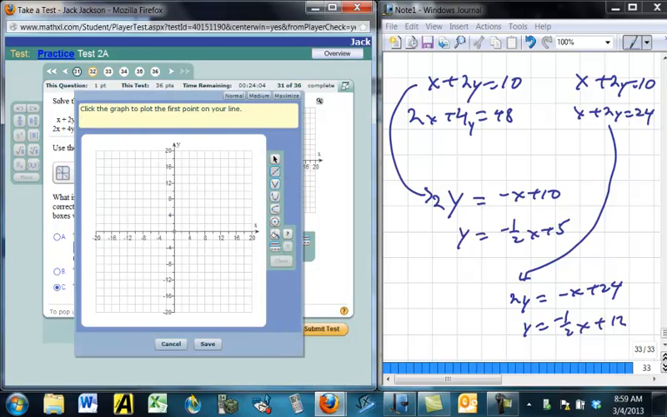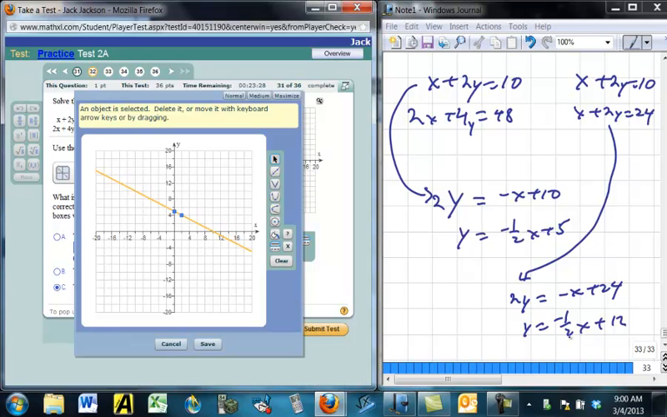Both lines. So this one goes through 0, 5, which is there. Slope is negative 1/2. So right 2, down 1. So let's see, that looks like I've got it to point 24. Does that work here? Yeah, 24 works on that one. And let's check another one. Looks like it's going through 10, 0. Is that right? Yeah, that's right. So that looks like we got that one graphed right.